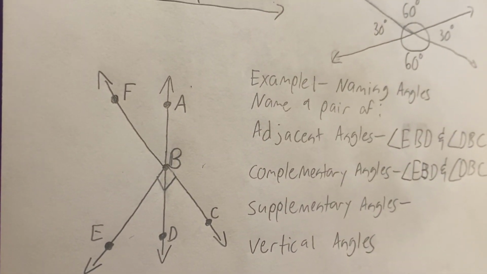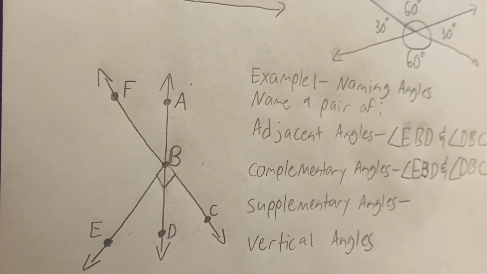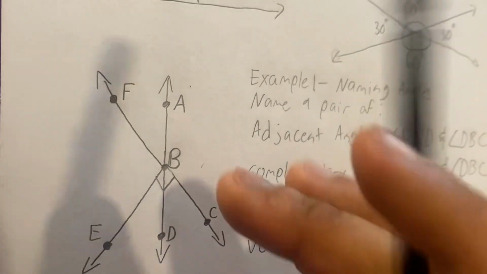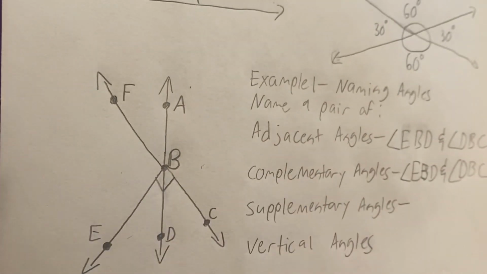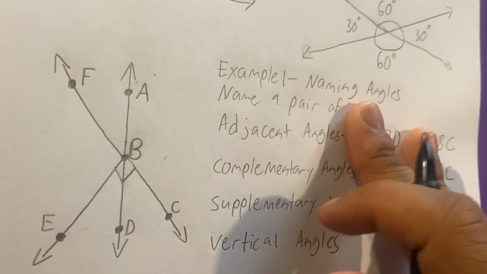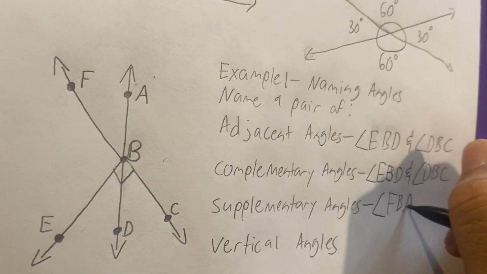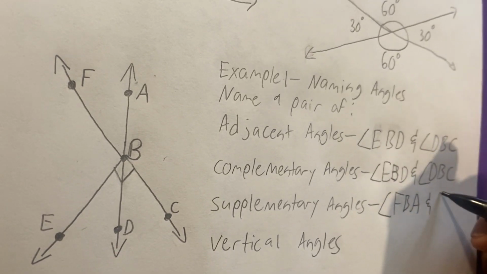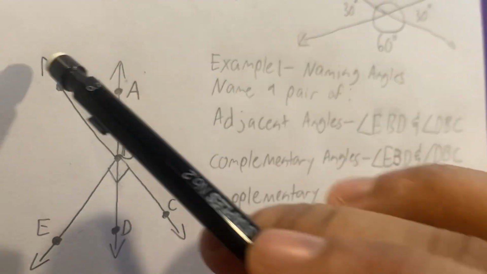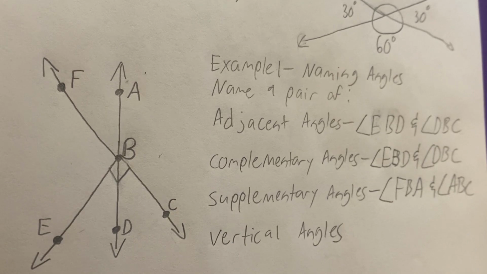So I see two straight lines. I'm gonna just do this one for fun. So as you can see, FBC, that's a straight line. However, it is formed by two different angles. It's formed by angle FBA and also ABC. So therefore, my two angles are going to be, like I just said, FBA and ABC. And that is because these two angles, when they're put together, they form a straight line or 180 degrees.